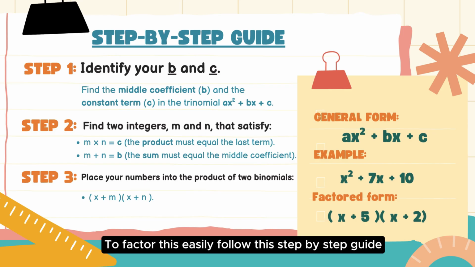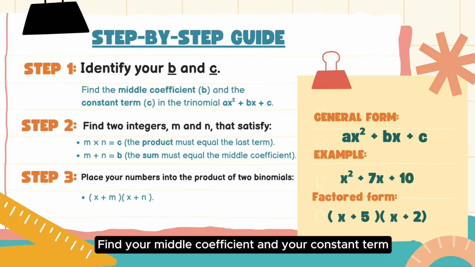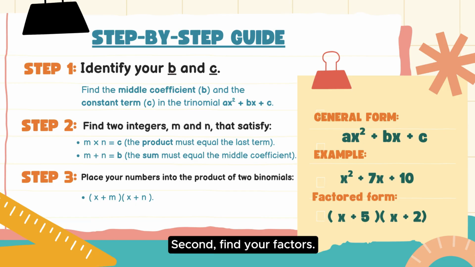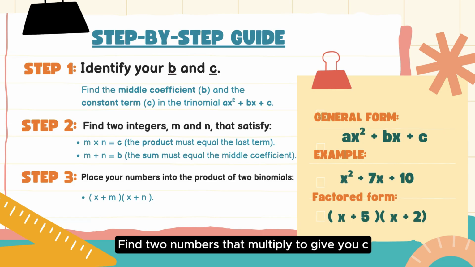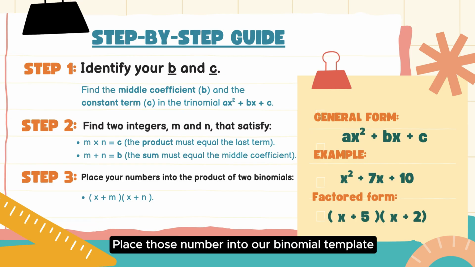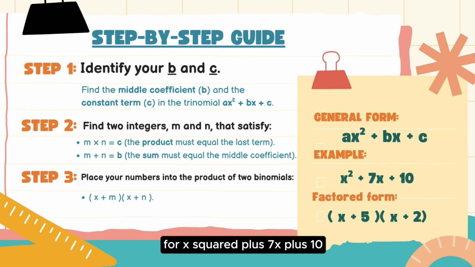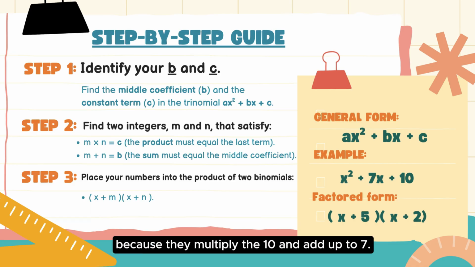To factor this easily, follow this step-by-step guide. First, identify b and c. Find your middle coefficient and your constant term. Second, find your factors. Find two numbers that multiply to give you c and add up to give you b. And lastly, plug them in. Place those numbers into our binomial template, x plus m times x plus n. As you can see in the example, for x squared plus 7x plus 10, our magic pair is 5 and 2 because they multiply to 10 and add to 7.